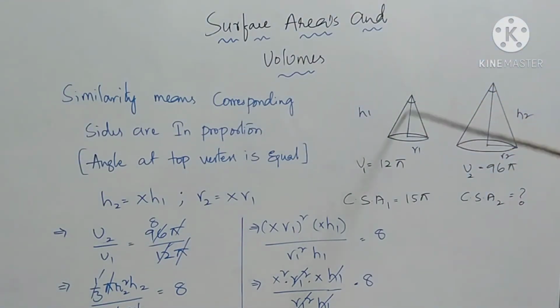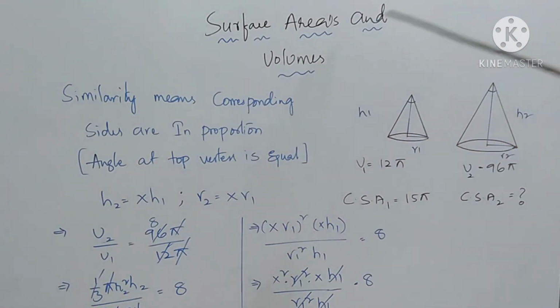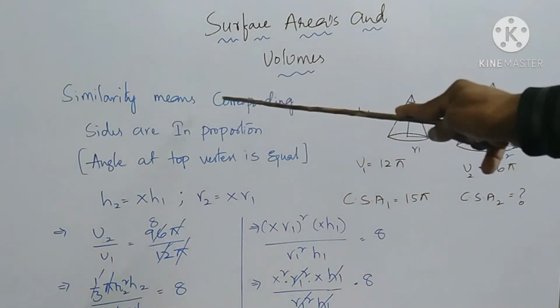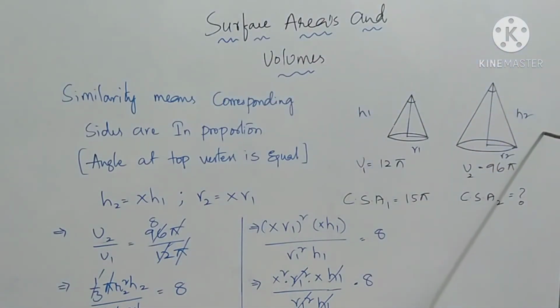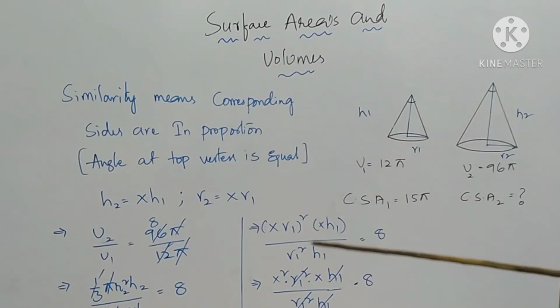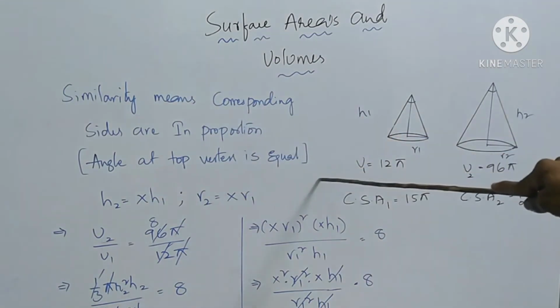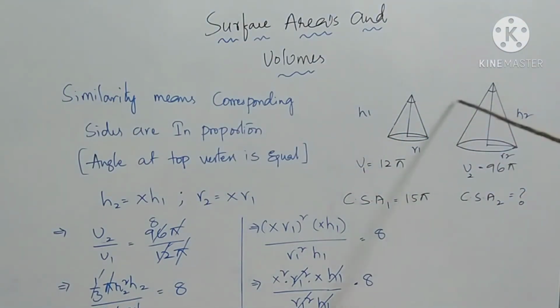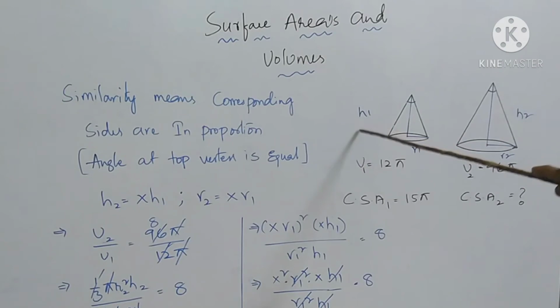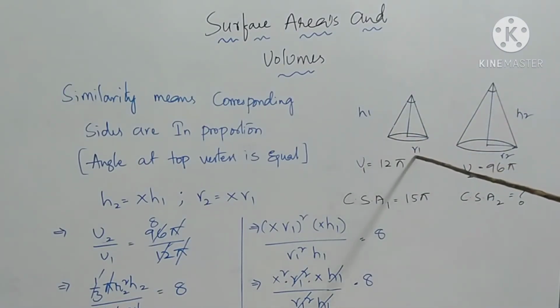Here the corresponding side of vertical height H1 is H2. Both are in proportion. Next, the radius of the first cone R1 is in proportion with R2. In similarity, the angle at the top vertex is equal. H1 is proportionate with H2, and R1 is proportionate with R2.